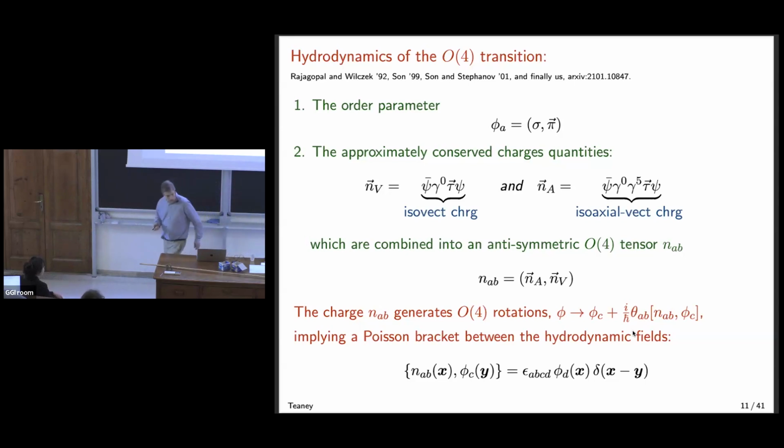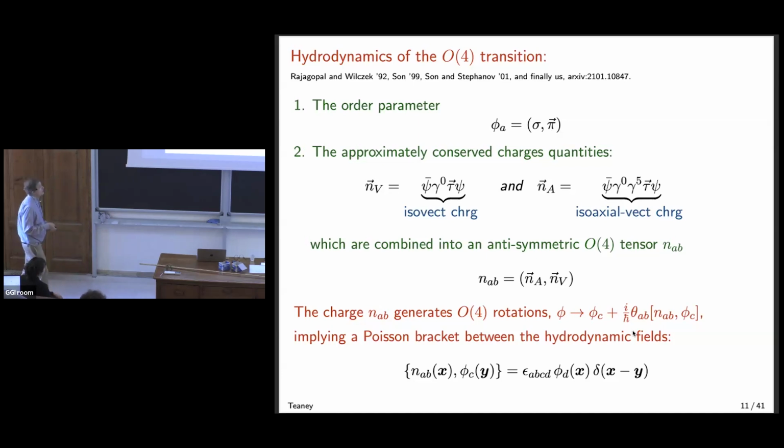Now, because of the symmetries, these conserved charges generate O4 rotations. You know that these charges are the generators of rotation, so that dictates, if there is a classical hydrodynamic description, what the Poisson brackets between the conserved charges and the order parameters need to be. The O4 rotation group dictates the structure of those Poisson brackets.